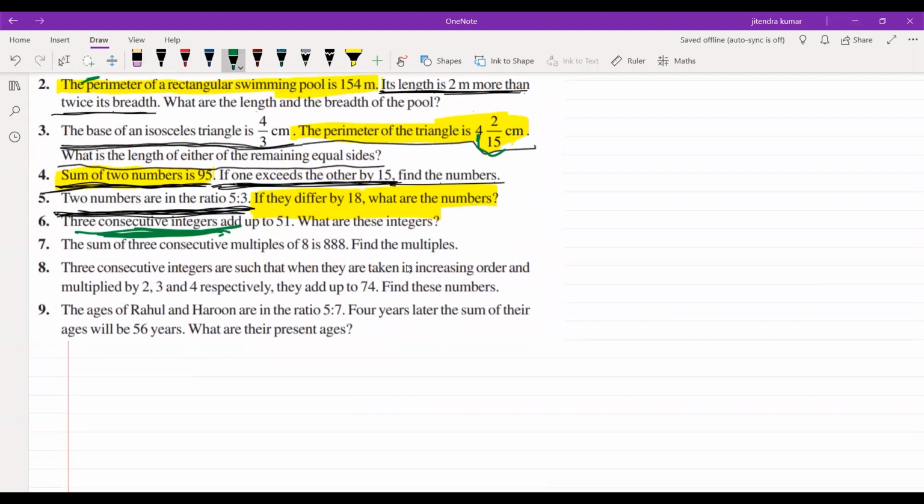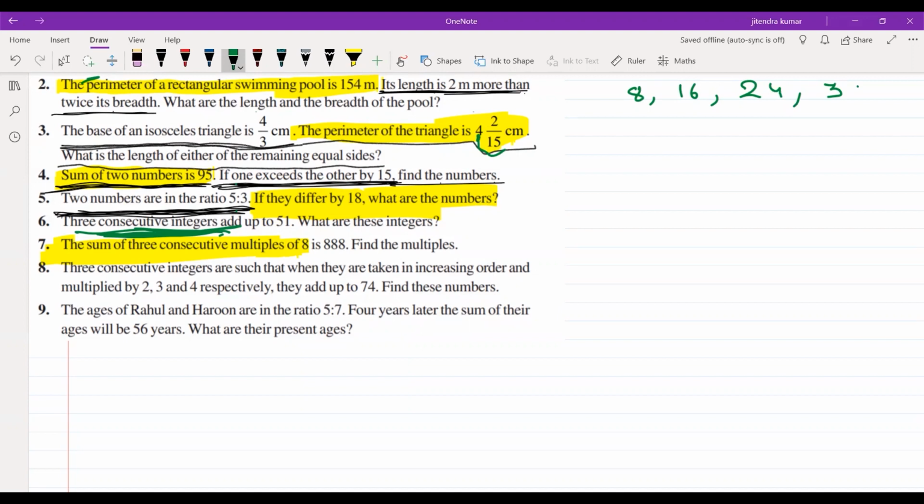In question number 7, it says the sum of 3 consecutive multiples of 8. We have also done the same type of question, I think. So what it is saying is that the numbers are multiples of 8, like 8, 16, 24, like the table of 8. These are consecutive multiples of 8, anything that comes in the table of 8.